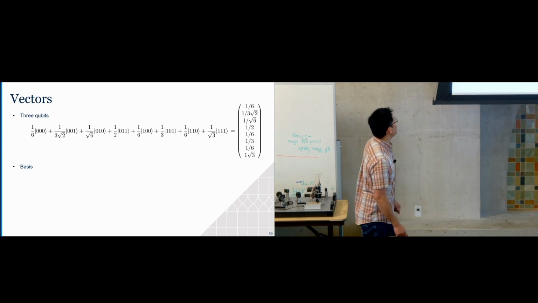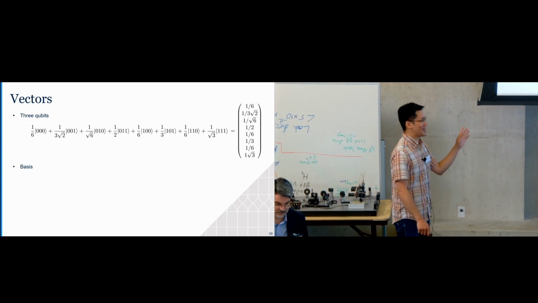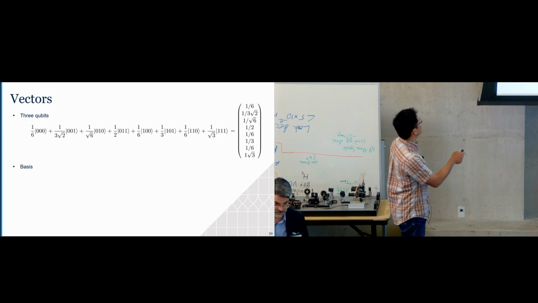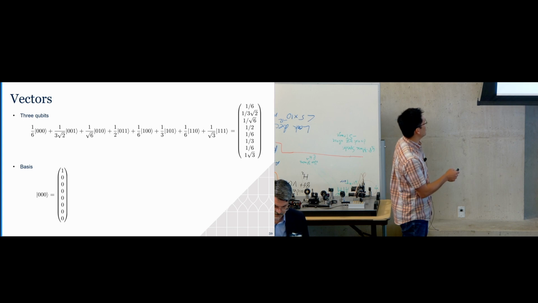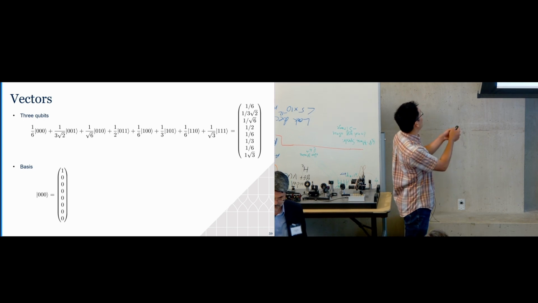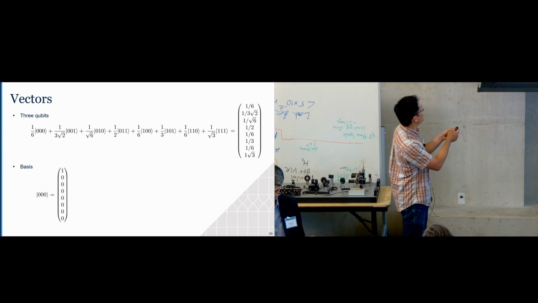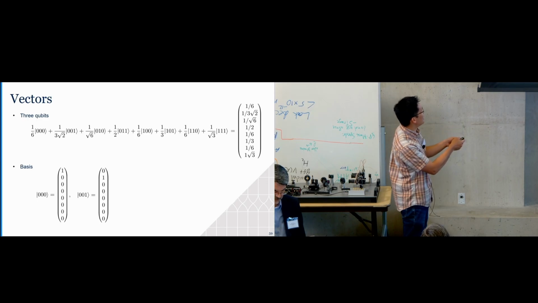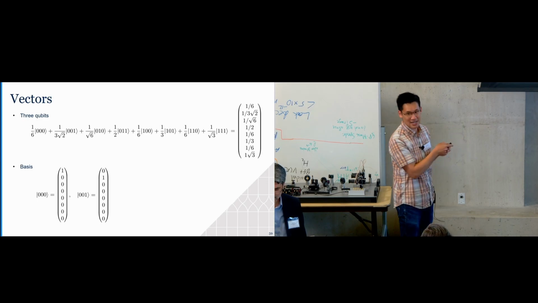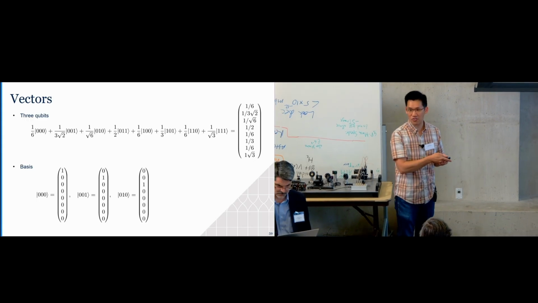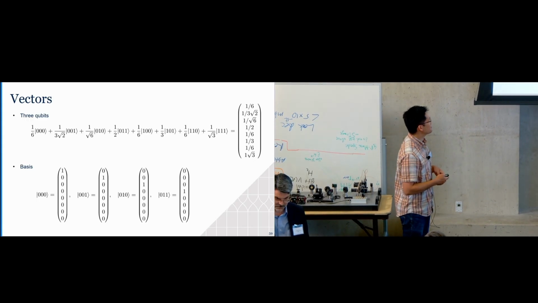What this implies, and the way I do it with my class is more gentle, you guys are more advanced, is that 000 must be the basis vector 1 with all zeros. That way, if you have 1 over 6 times this, you get 1 over 6 in the top entry. The next one, 001, must be the next basis vector with a 1 there. That way, 1 over 3 root 2 times that is going to give you a 1 over 3 root 2 in the second entry. The next one must have a 1 there. That way, you get a 1 over root 6 in the third entry, and so forth. And so you can go through and do this.